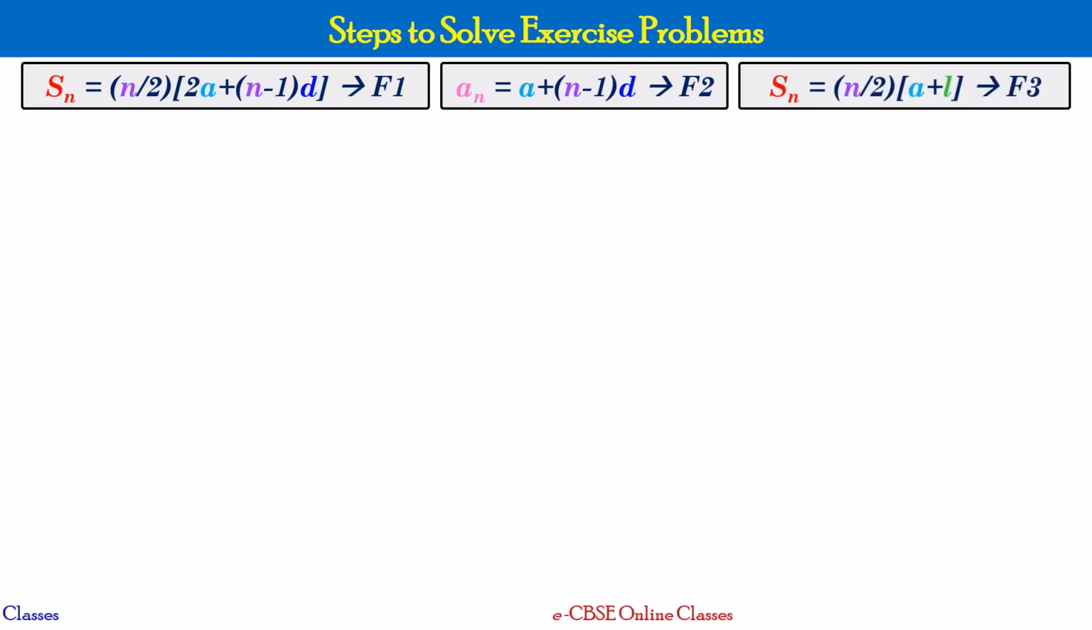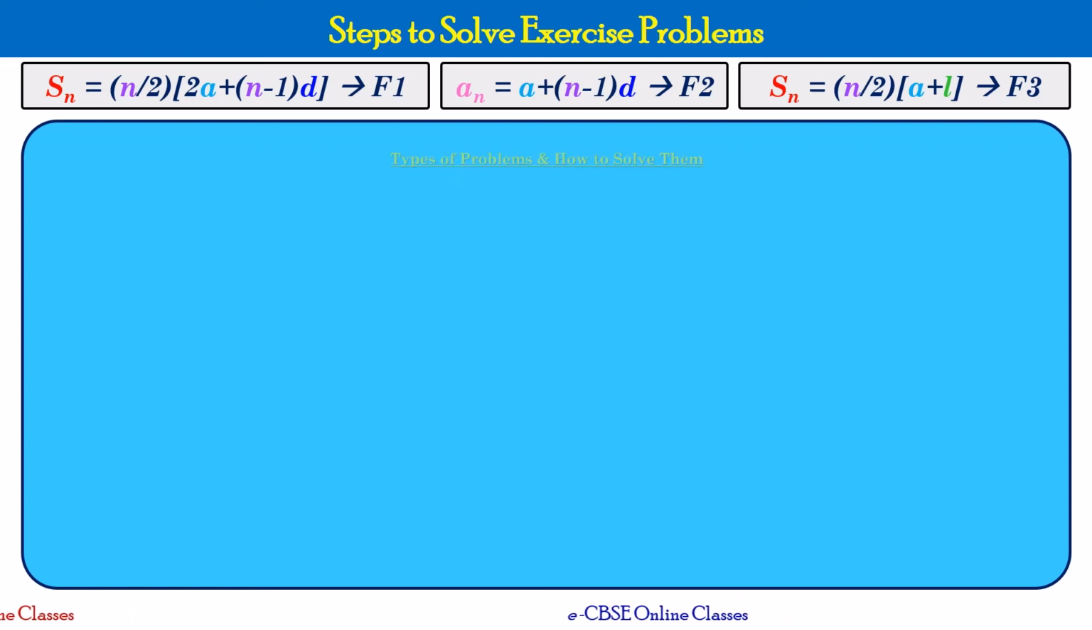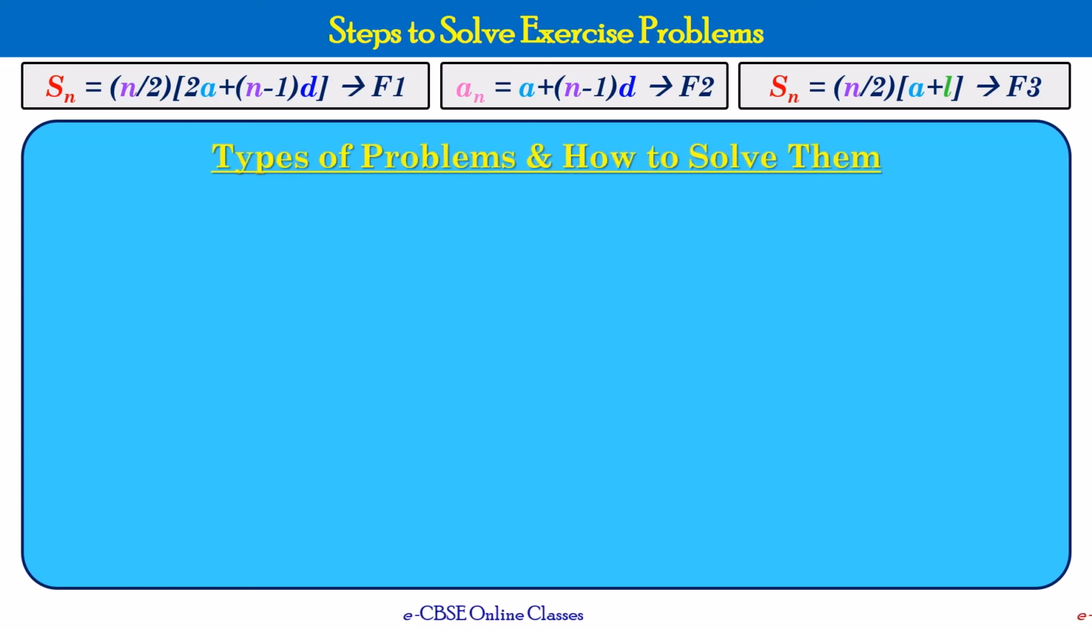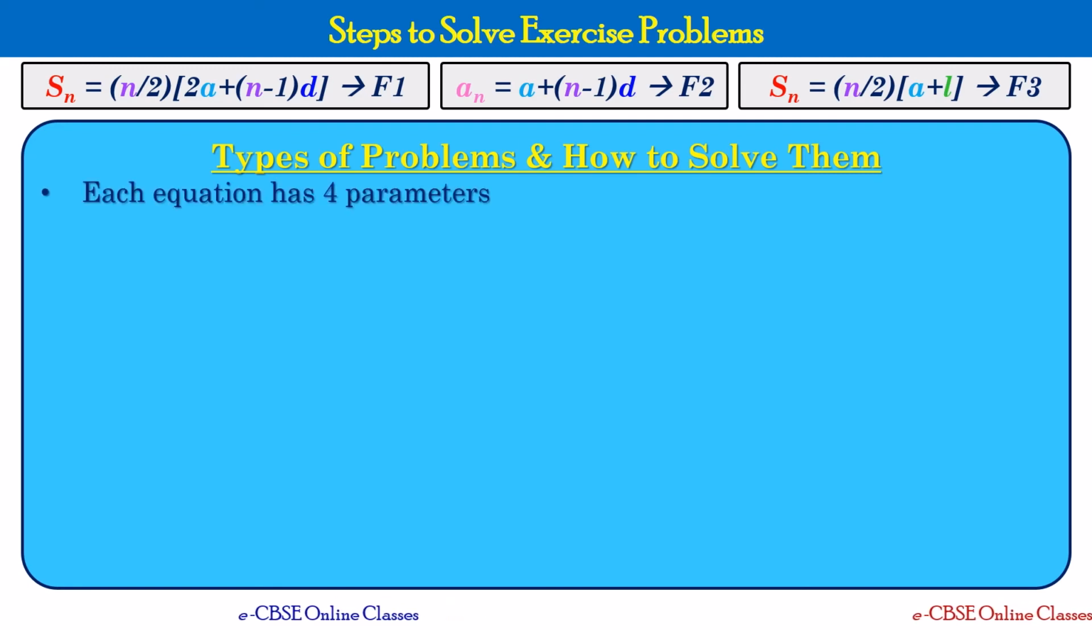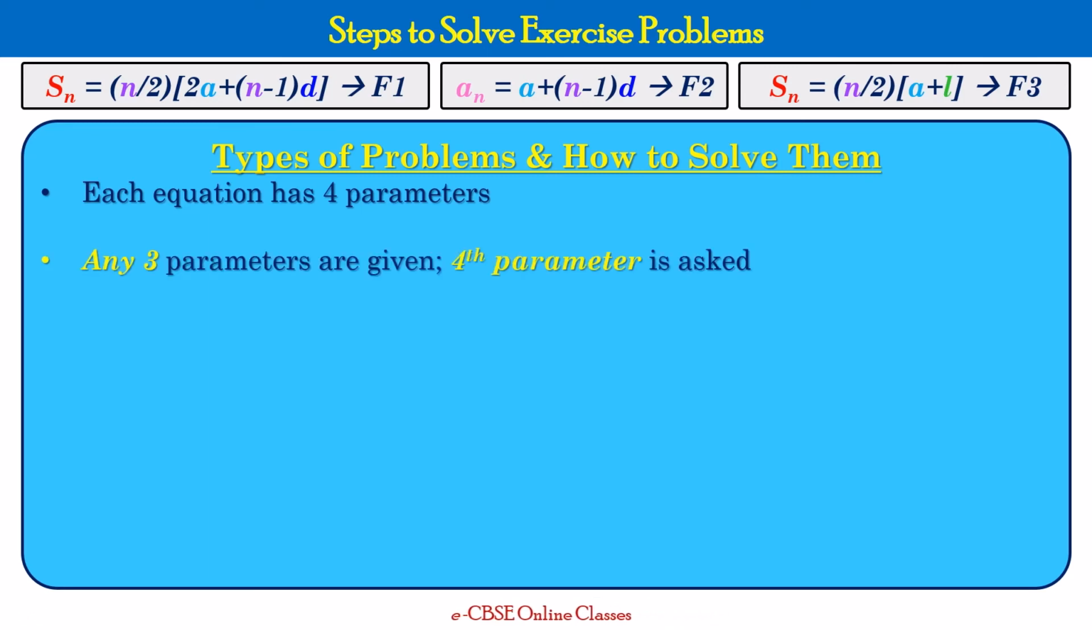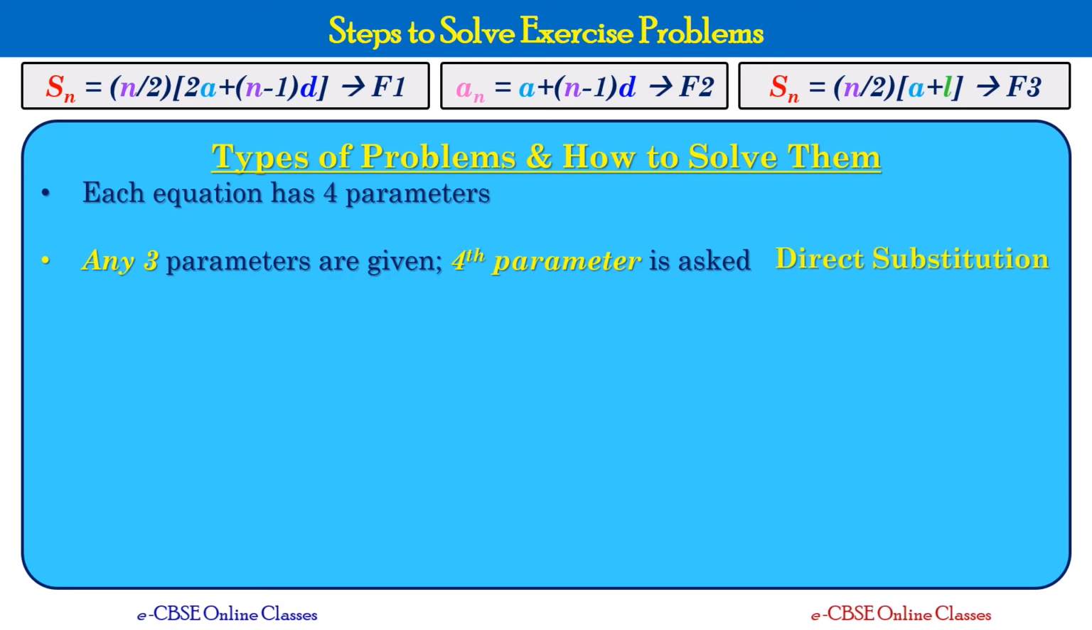The other version of the sum of n terms, that is Sn equal to n by 2 times a plus l. Again here also there are 4 parameters, n, a, l and Sn, correct? Now let us see what are the types of problems that we may get using these formulae and how to solve them. You can clearly see that there are 4 parameters in each of these equations. So the first type of problems is like any 3 parameters are given and the 4th parameter is asked. For example, if you are using the first formula, the value of n, a and d are given. You are directly asked to get the sum of the first n terms. So you can directly use the substitution method here.